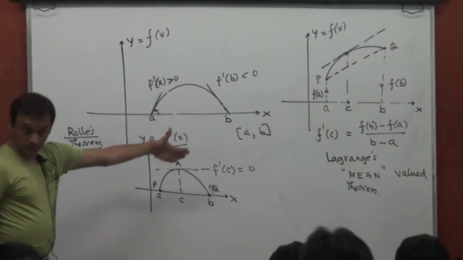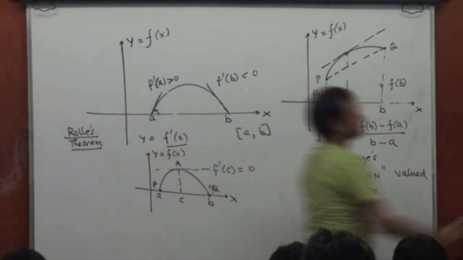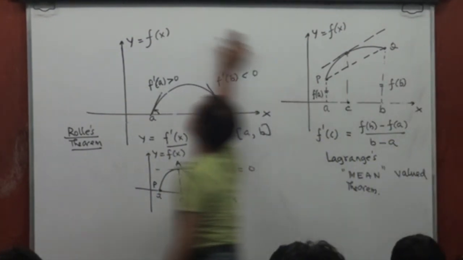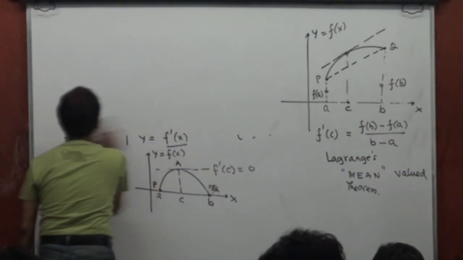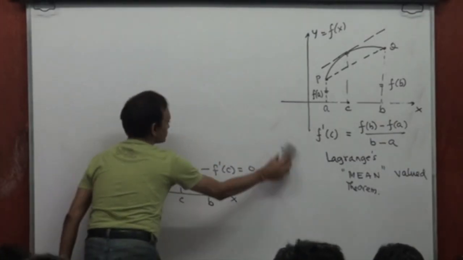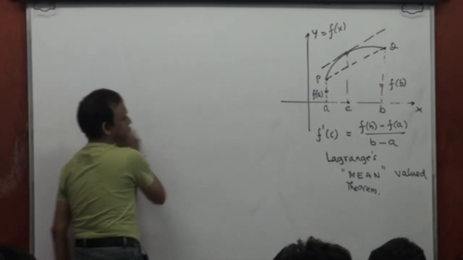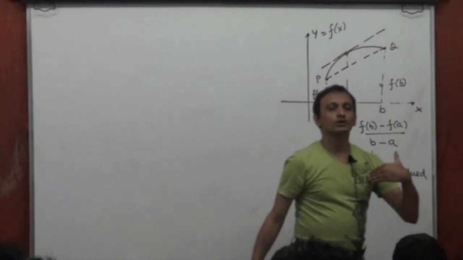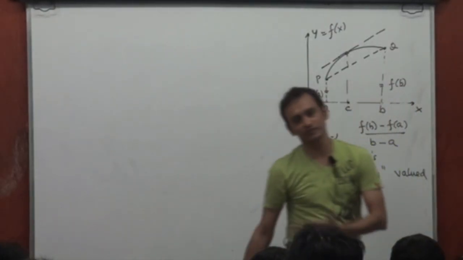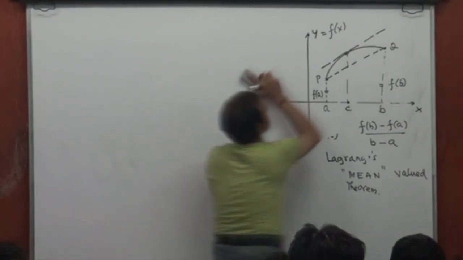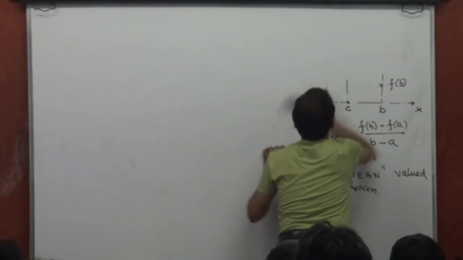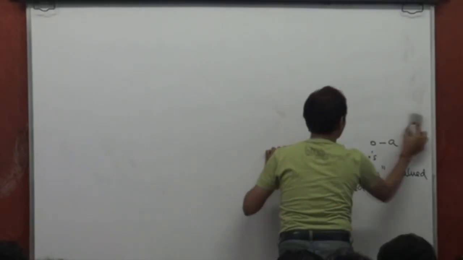So that's Lagrange's mean value theorem. But every time you apply Lagrange's mean value theorem or Rolle's theorem, you want to check for the continuity and differentiability of the function in the interval over which you want to apply Lagrange's or Rolle's theorem.